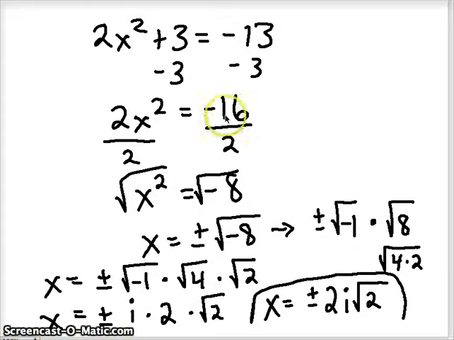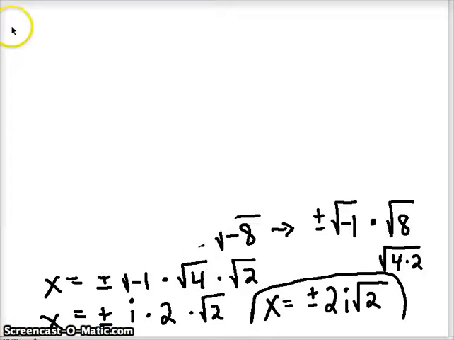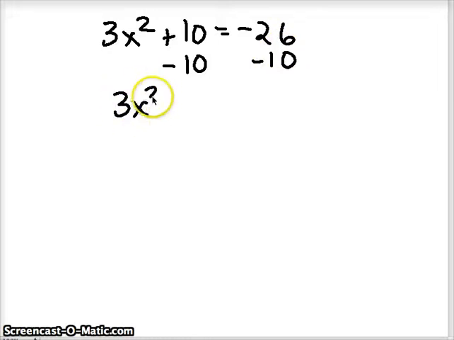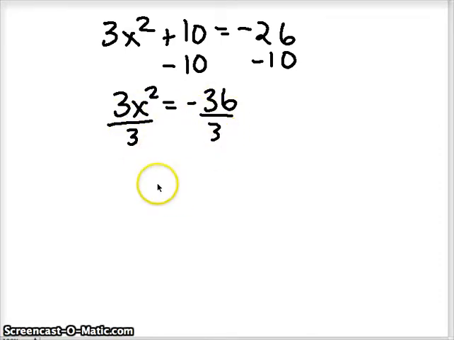Let's do another one here. I'm going to try and shorten up my steps here, so see if you can hang with me on this one. Let's do 3x squared plus 10 equals negative 26. So undo the addition of 10 by subtracting 10. So that leaves 3x squared equals negative 36. Let's divide by 3. Undo that multiplication by 3. That leaves x squared equals negative 12.